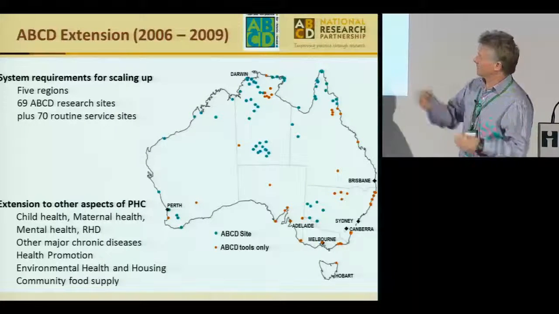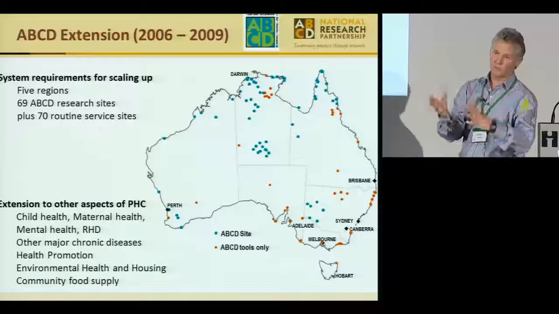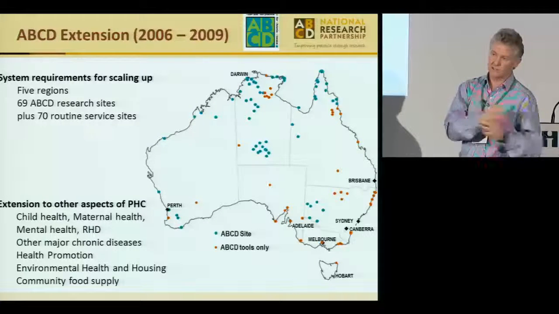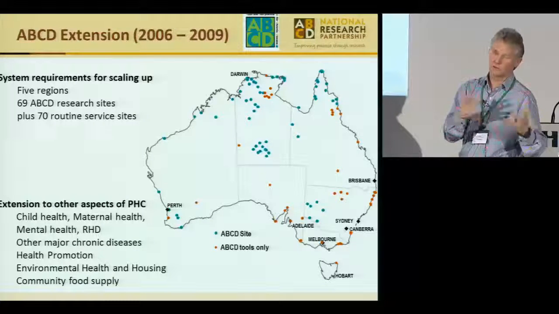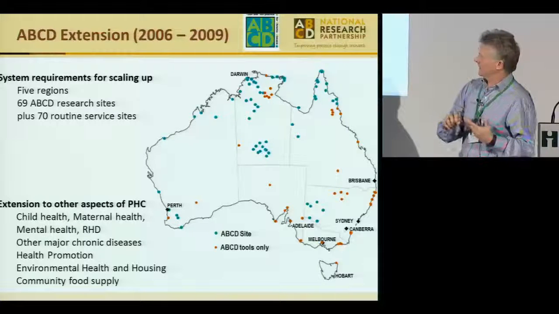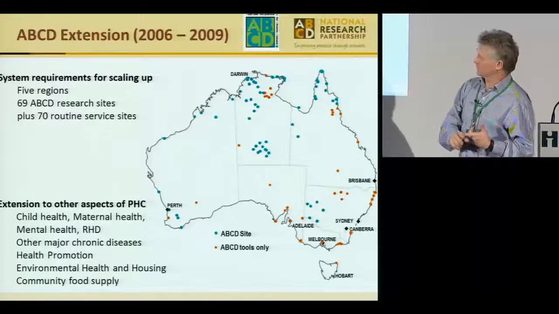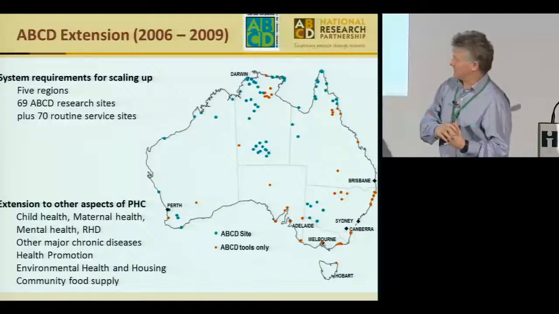The other aspect of the extension was that we went beyond the initial focus on diabetes care and preventive care to include other major chronic diseases. So we now have a tool called a vascular and metabolic tool, which includes cardiovascular and renal as well as diabetes care. We've developed tools for child health, maternal health, mental health, and rheumatic heart disease as well.